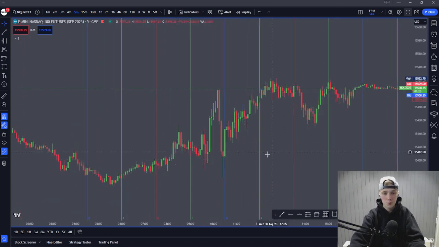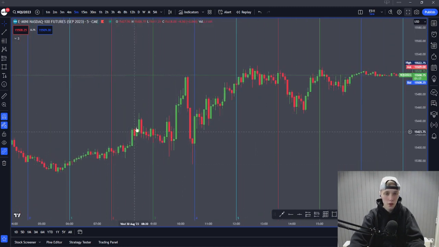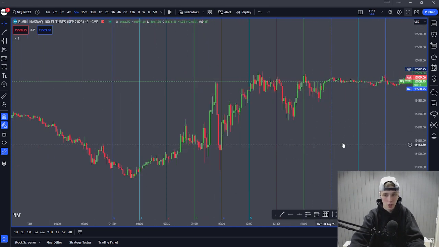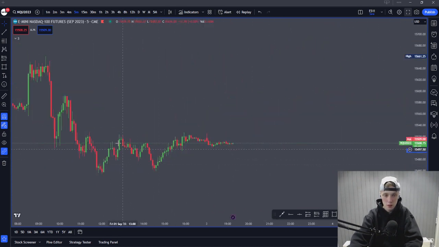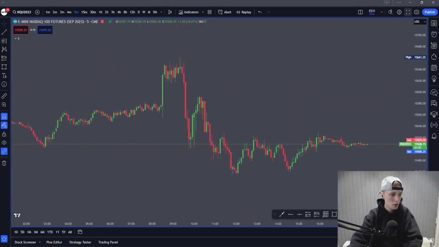So even though this manipulation phase does not look good, the distribution phase does look good, at least to me. But yeah, Friday looked the best. I say we just get off the 90-minute cycles for now. That was good enough.